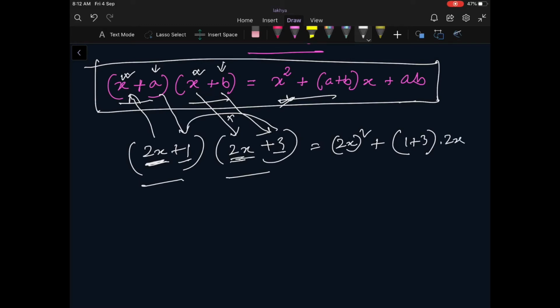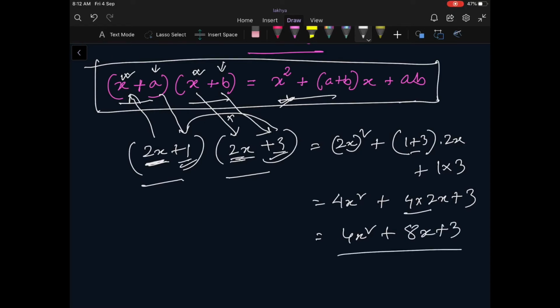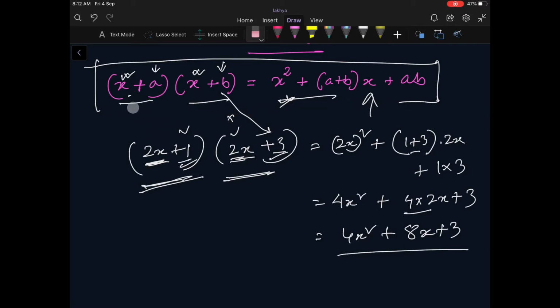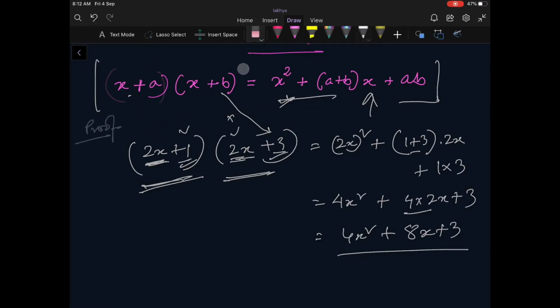Here instead of x there is twice x, so twice x plus a into b, that is 1 into 3. That's equal to 4x square, 3 plus 1 is 4, 4 into twice x, sorry, that should be 8x, plus 3. So that's how we can apply this identity in order to find the product of such kind of polynomials. Now let me prove this identity. How to prove this identity? Let me show you.